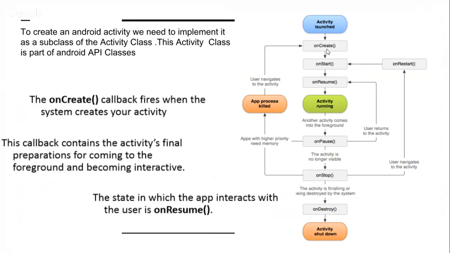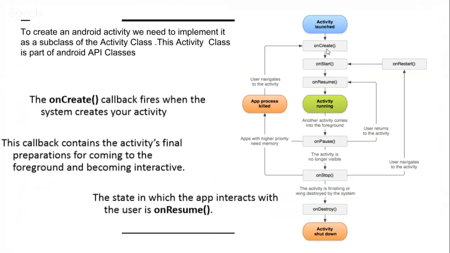After a few seconds of onStart getting called, comes onResume. This onResume is exactly the state in which the app interacts with the user. Exactly, first it's called onCreate, then onStart, then onResume. Then we have a method called onPause.